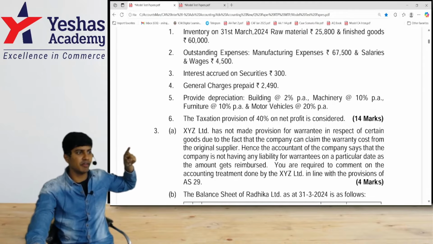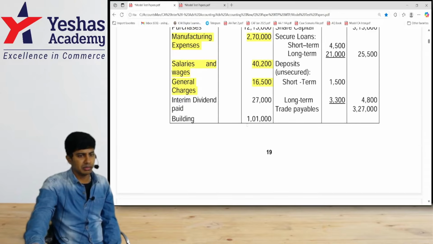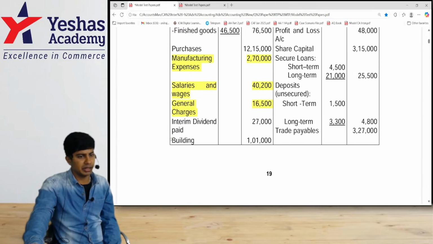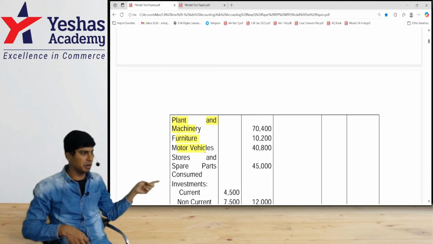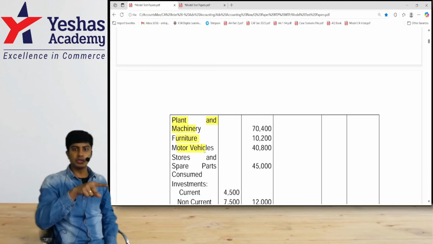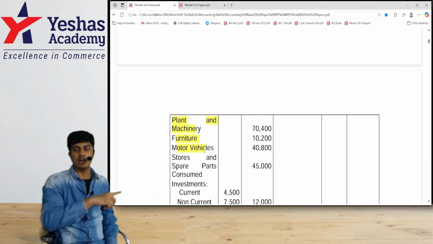Next, provide depreciation on building, machinery, furniture, and motor vehicle. So here, on building depreciation has to be provided. Then plant and machinery depreciation, furniture, motor vehicles. On all these items, I'll open one separate notes to accounts, that account called property, plant, and equipment. There will write opening balance, depreciation, closing balance. Closing balance totals will go to my balance sheet asset side under the heading PPE tangible assets. The depreciation column total will go to my statement of profit or loss under the head depreciation and amortization expenses. Did everyone get it?